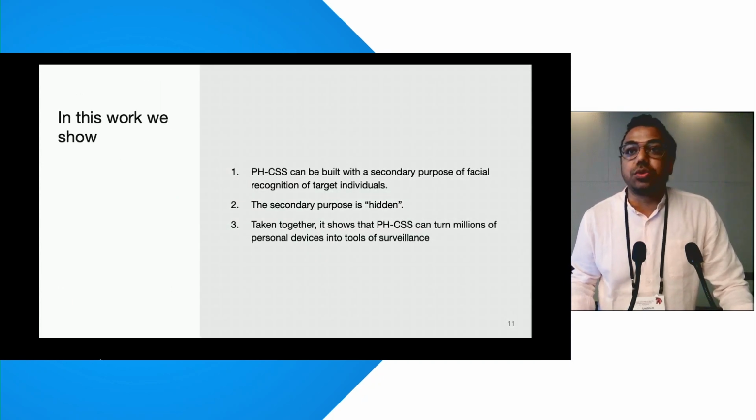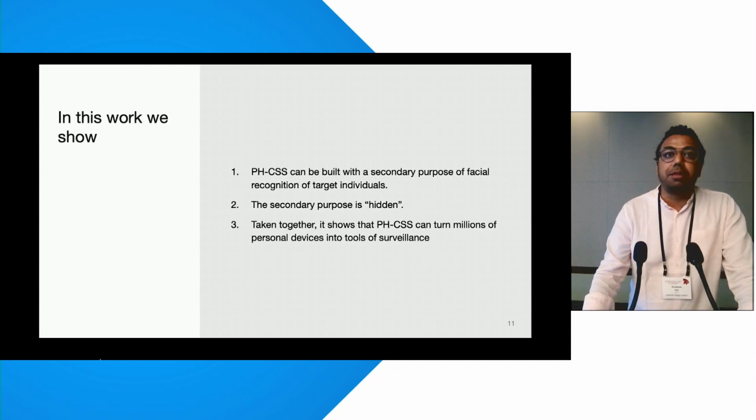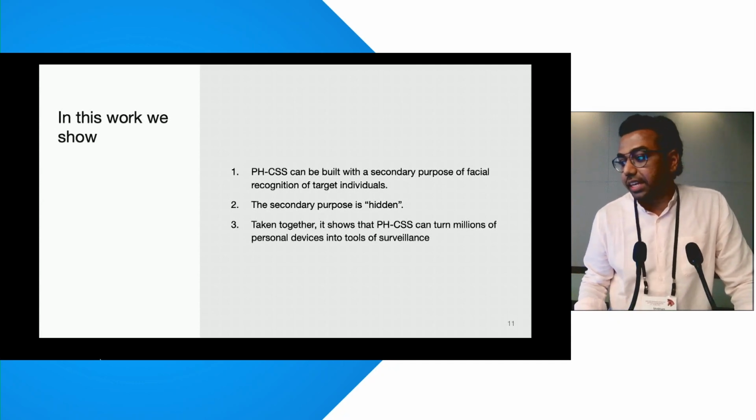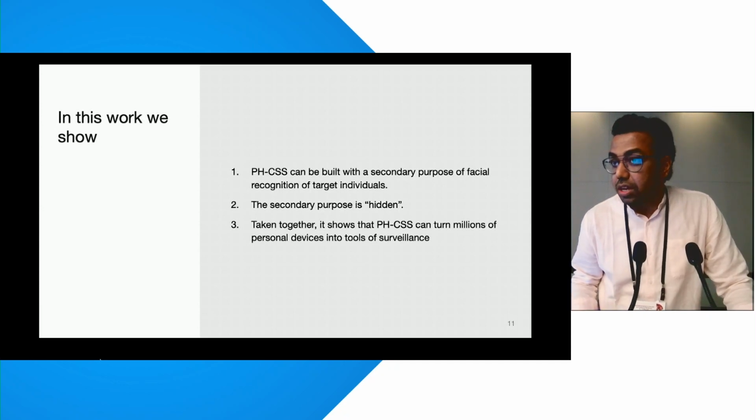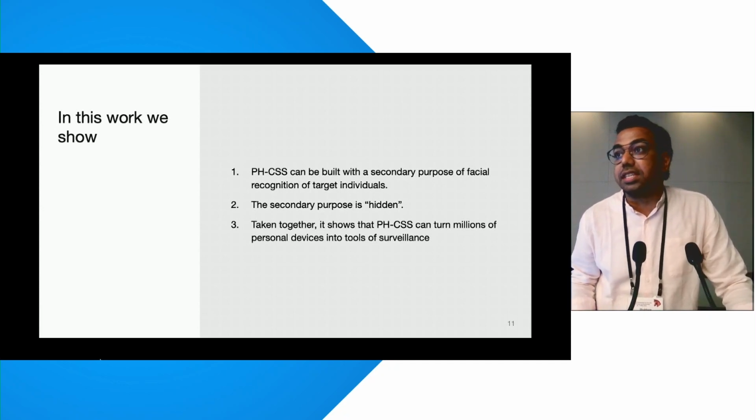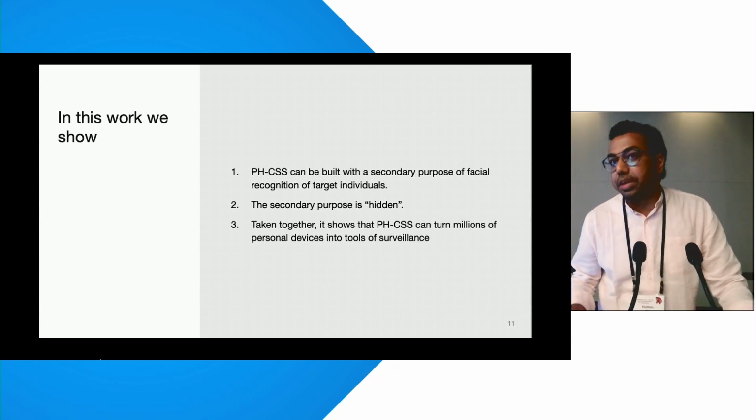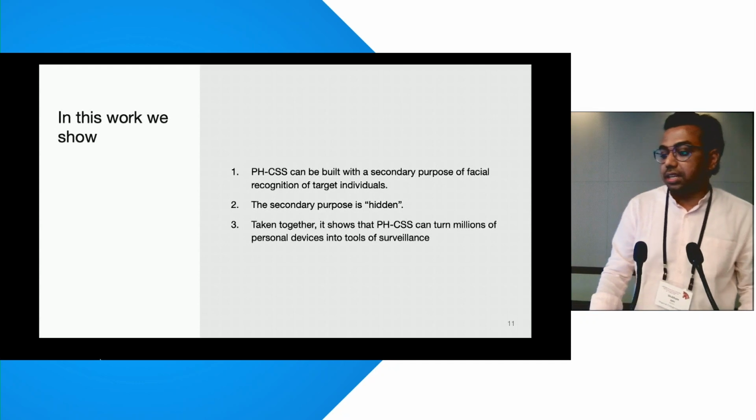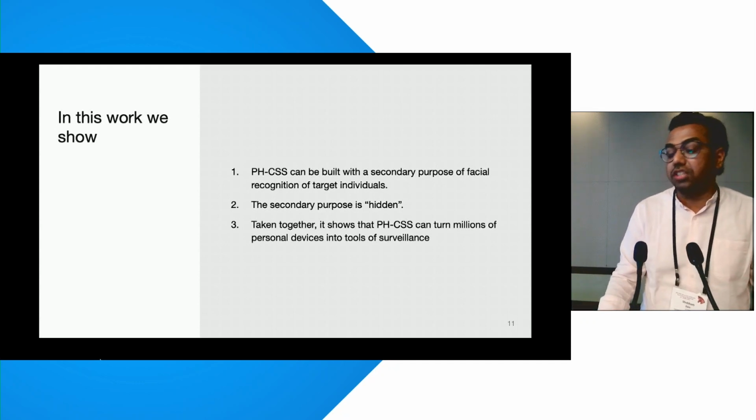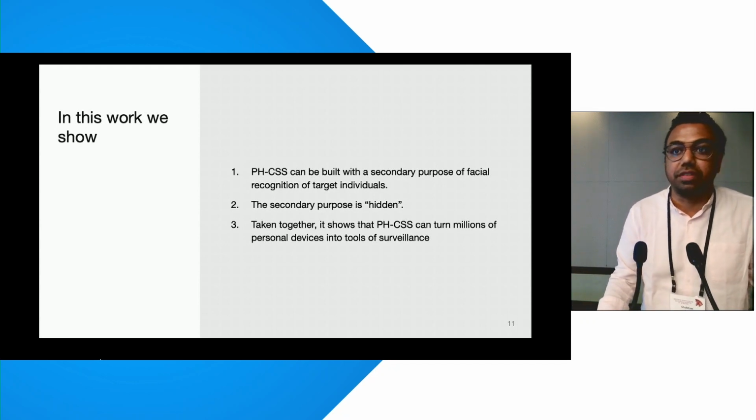But what we show in this work is that we can actually build PHCSS, or this technology, with a secondary purpose, where we show the secondary purpose to be facial recognition of some target individuals. We show that this secondary purpose is hidden, that is, it cannot be detected by some auditors. Taken together, our results show that this technology itself can turn millions of personal devices into tools of surveillance.